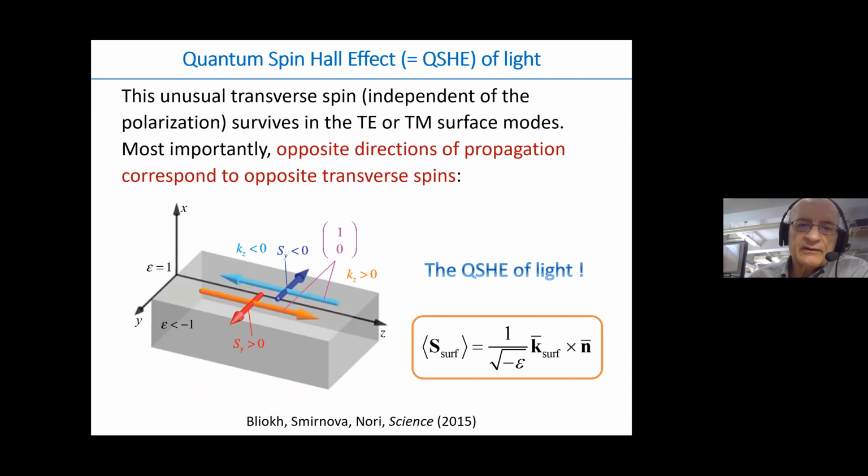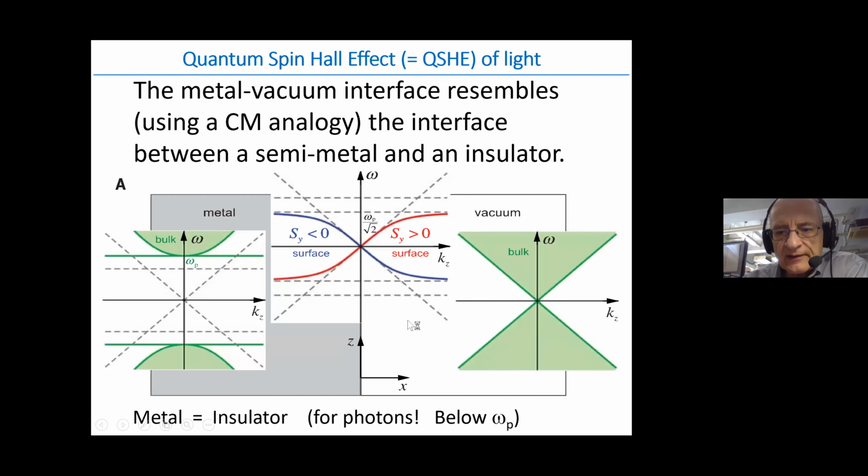So this unusual transverse spin, independent of polarization, survives in the TE and TM surface modes. Opposite directions of propagation correspond to opposite transverse spins. So this is essentially the quantum spin Hall effect of light. And this was in this paper with Dereck Smirnova and Kosti Bliokh. And then, so now there is an analogy here.